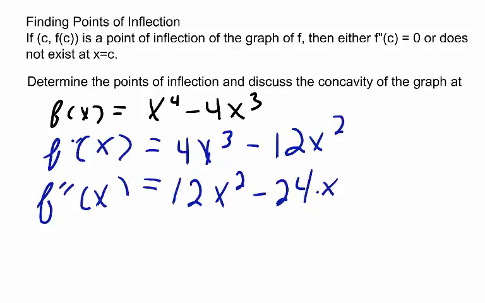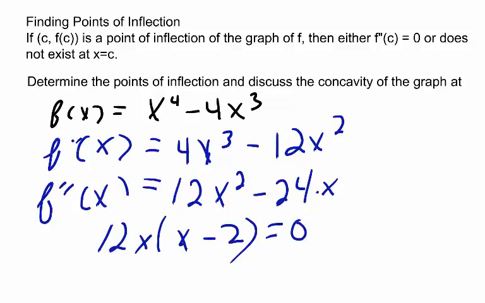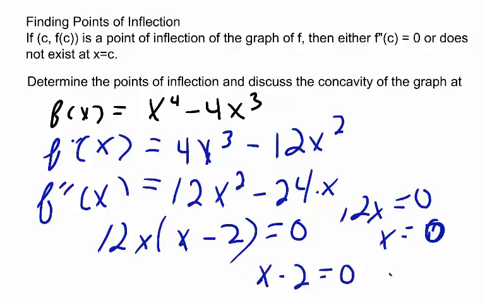Next, we'll factor the second derivative. So we have 12x times (x minus 2). If we set each factor equal to 0 and solve for x, clearly 12x equals 0 becomes x equals 0, and x minus 2 equals 0 becomes x equals positive 2.